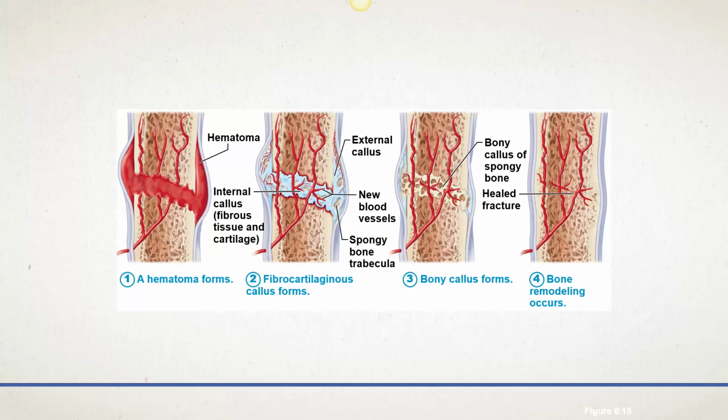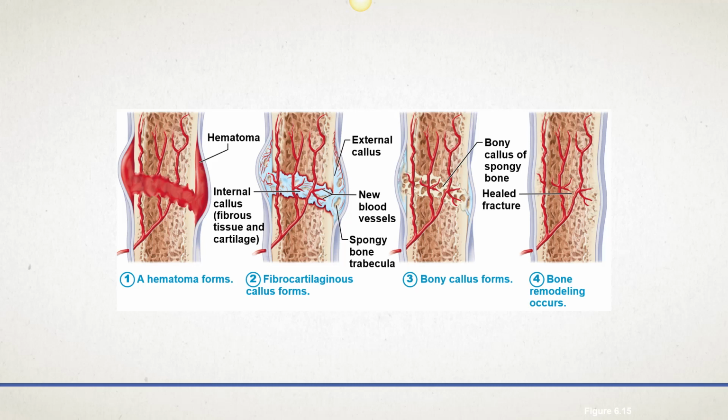So what happens after a bone breaks? The first thing that's going to happen is the blood vessels break, and blood fills up the spaces between the broken bones, as well as all of the space underneath the periosteum. Then a hematoma, or blood clot, is going to form. So all of that blood is going to clot.